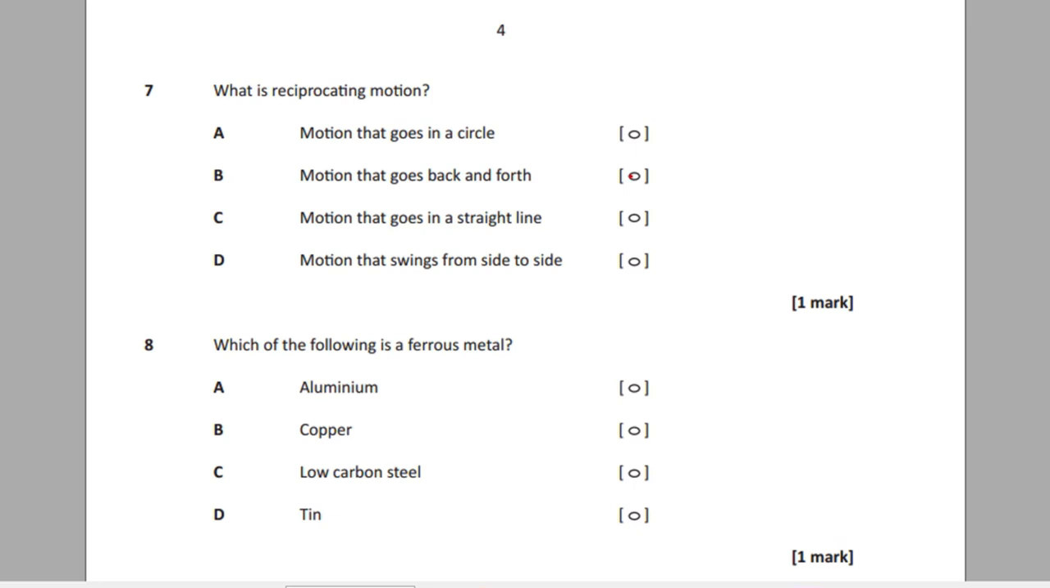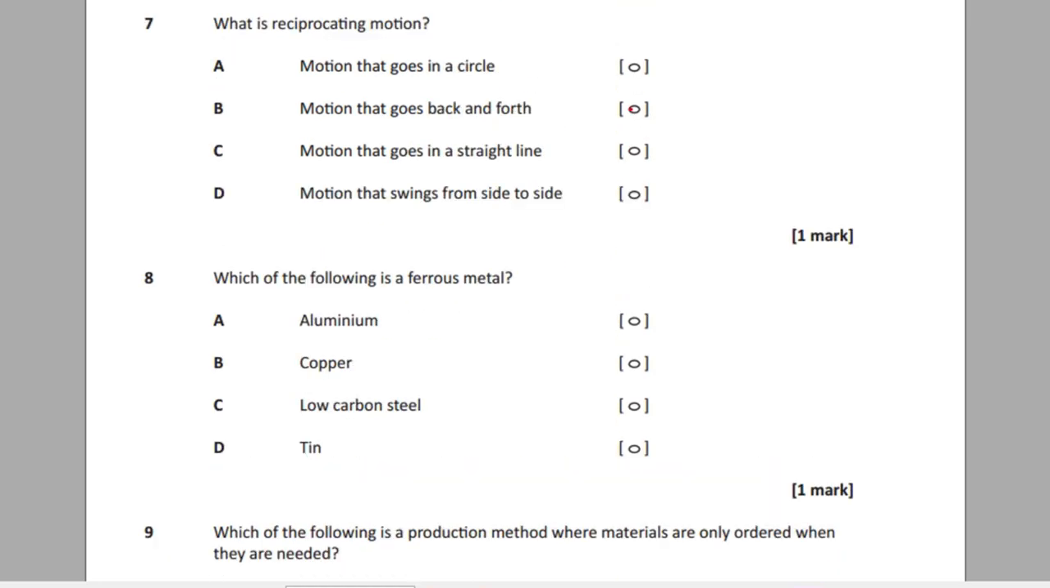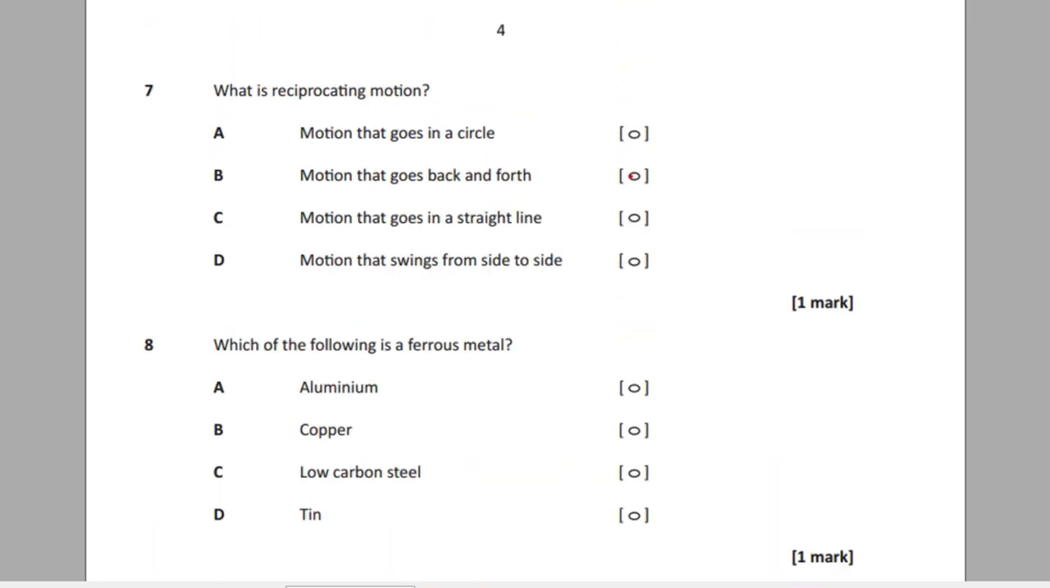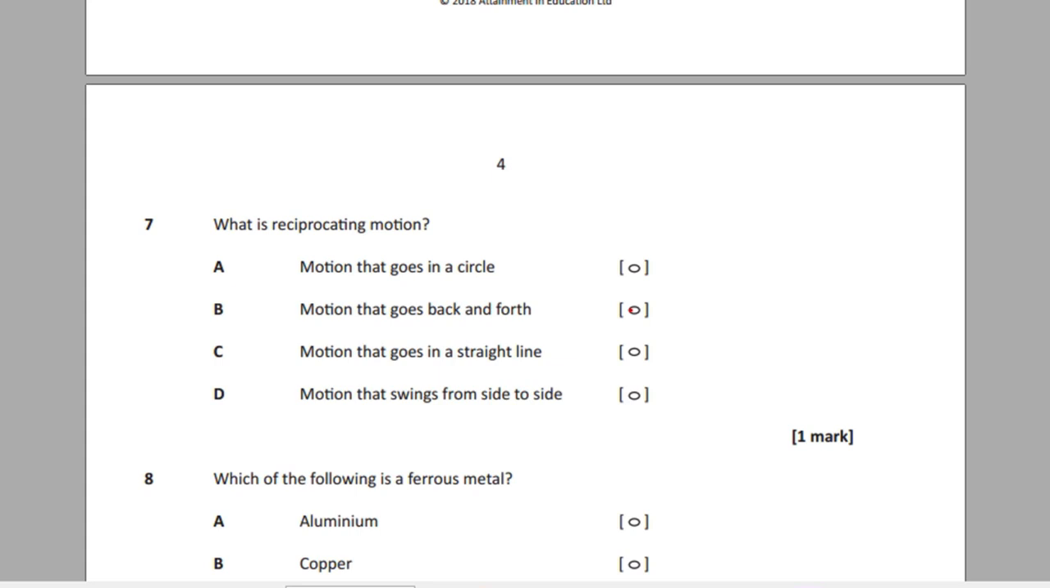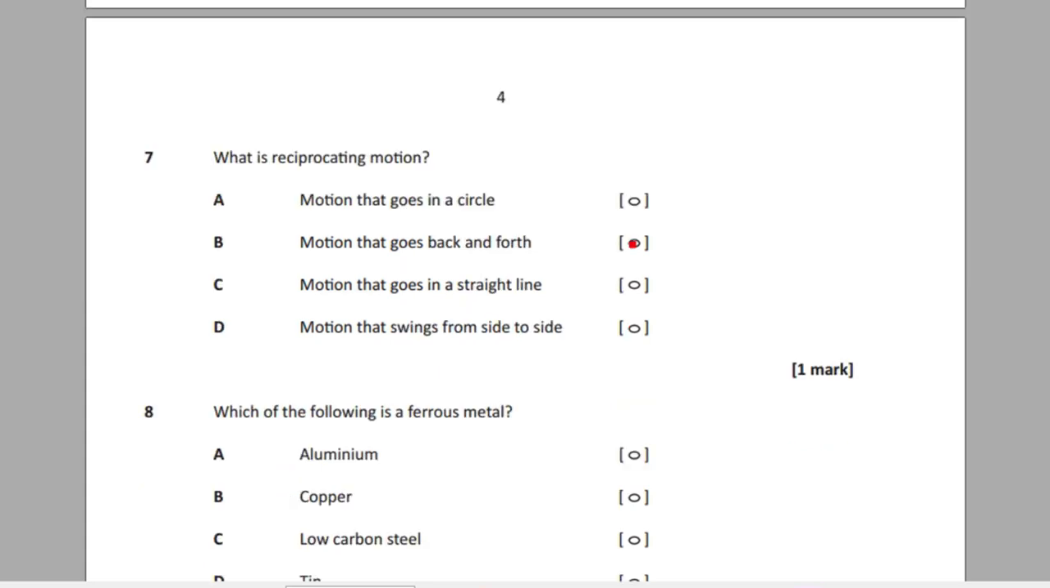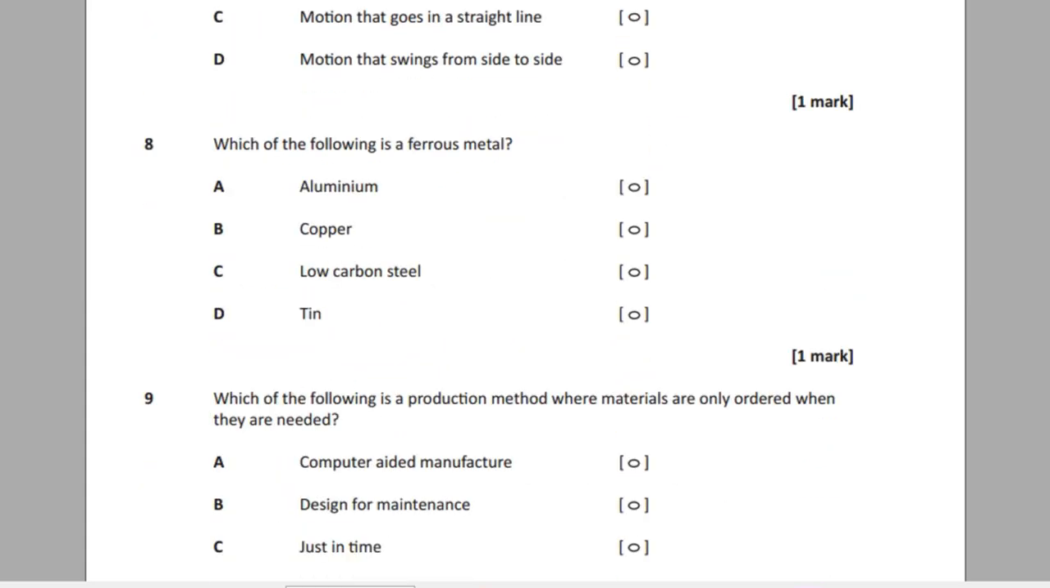Okay, so let's move now to question. Let's do that properly. Let's move to question 8. Okay, so question 8. Which of the following is a ferrous metal?